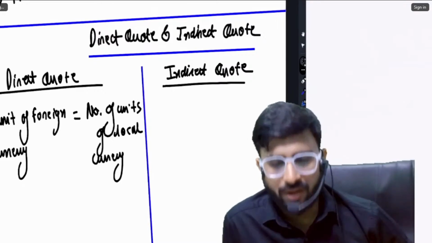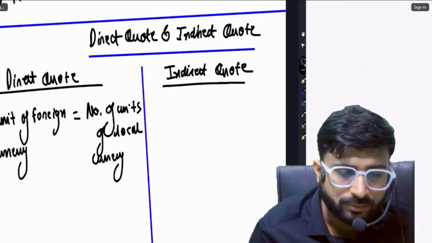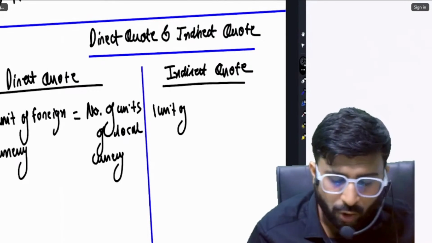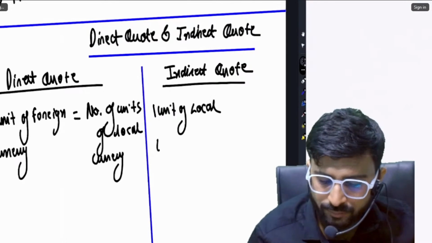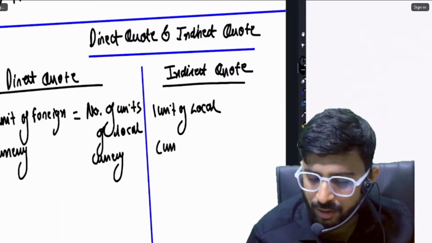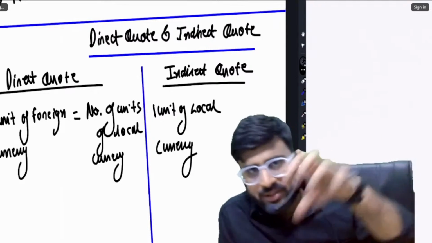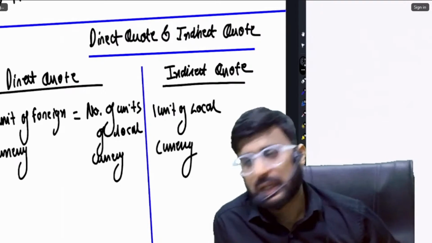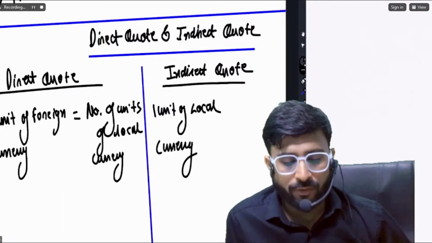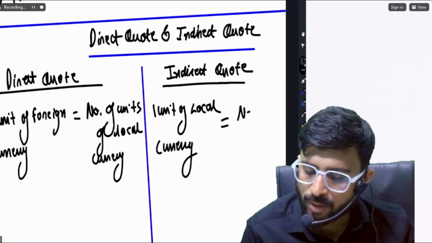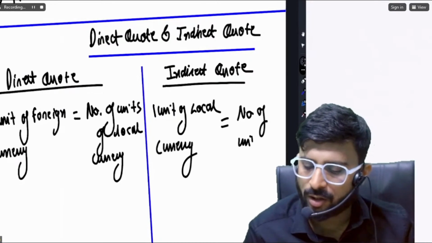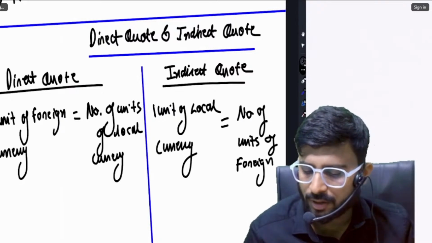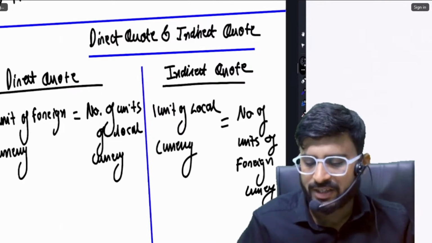But if you write it like 1 unit of local currency, local means home currency, of course. Local means home currency, the currency of the country you are from. The country from where you originate is your local currency. Okay? 1 unit of local currency equals number of units of foreign currency is what we say as indirect quote.